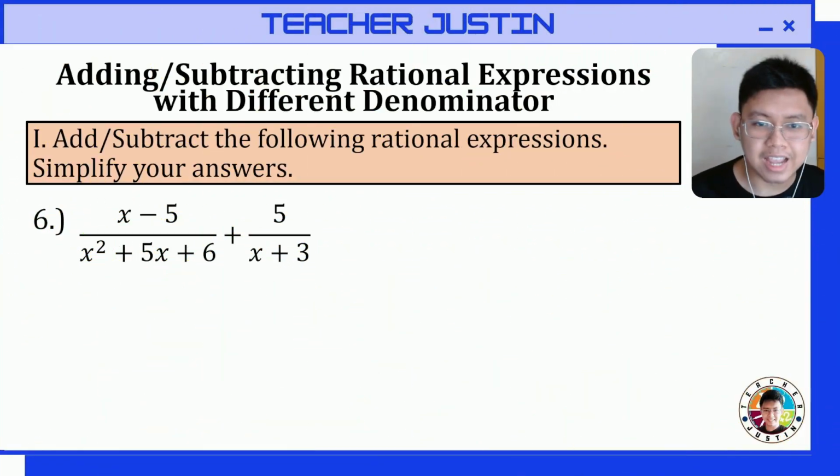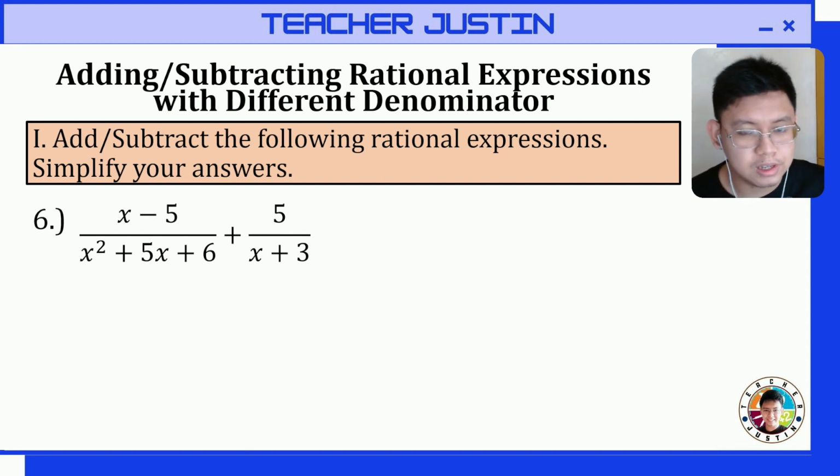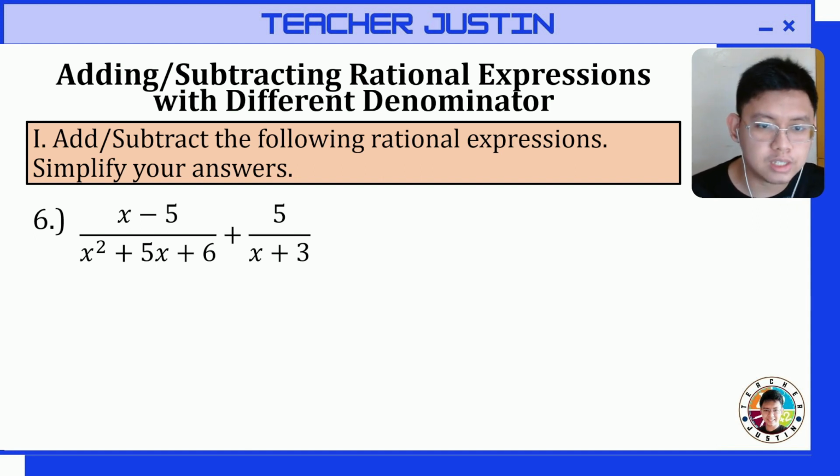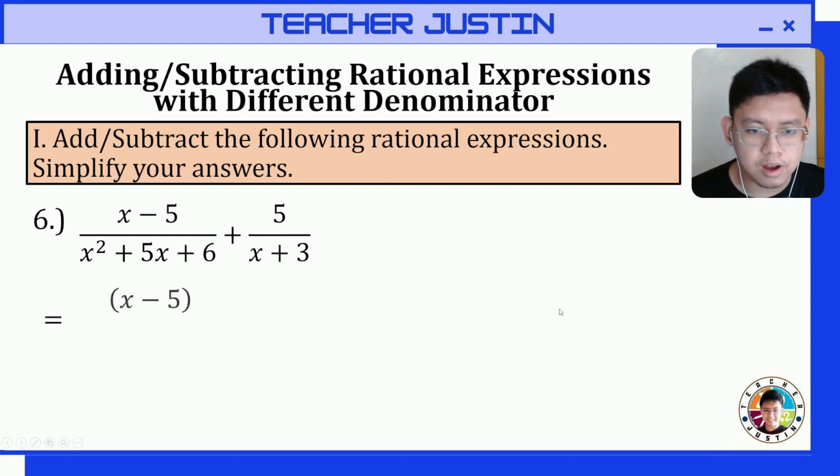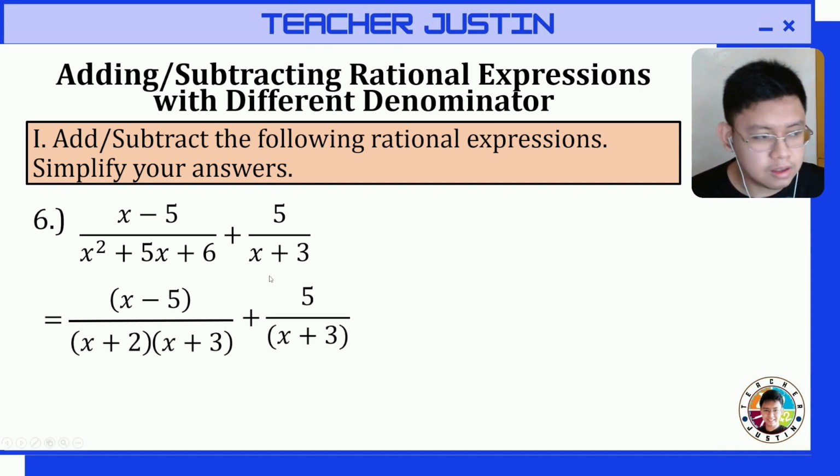Let's have our sixth item. Let's add or subtract the following rational expression, then simplify our answer. Okay, so let's add these two rational expressions. So we have x minus 5 all over x squared plus 5x plus 6 plus 5 over x plus 3. So ang first step natin is to factor our denominator. So kung pwede natin siyang i-factor, factor natin. So we can factor x squared plus 5x plus 6. That will give us x plus 2 and x plus 3. Tapos yung ating rational expression na 5 over x plus 3, hindi na natin siya pwedeng i-factor pa.